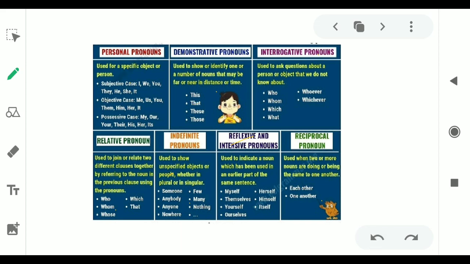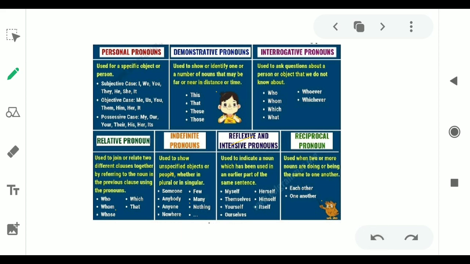Now let's see indefinite pronoun. The pronoun which does not point out a particular person or thing is known as an indefinite pronoun. Someone, anybody, anyone, no one, nowhere, few, many, nothing, etc. are known as indefinite pronouns.